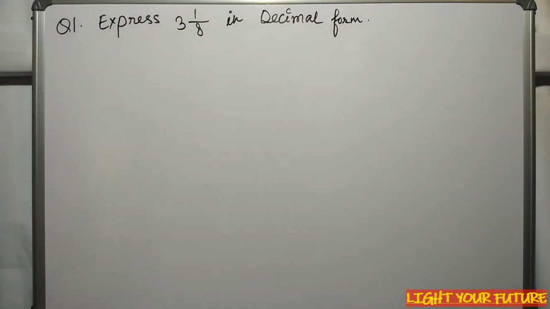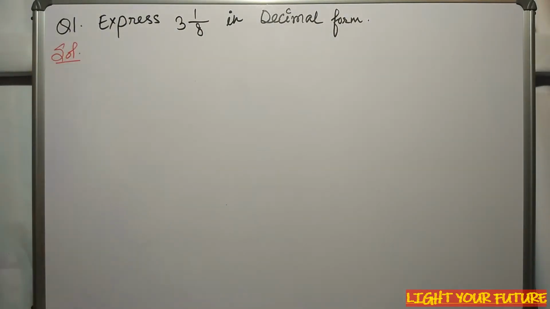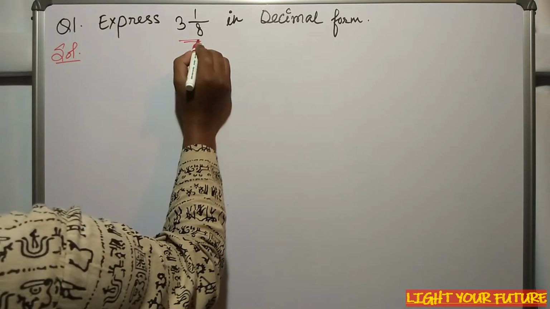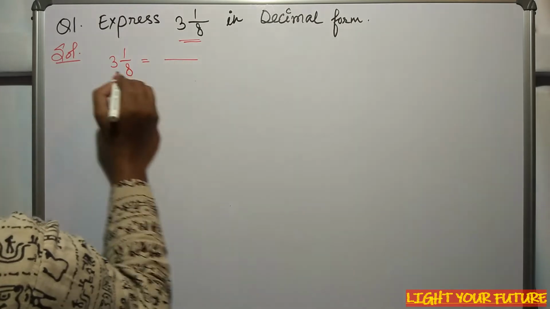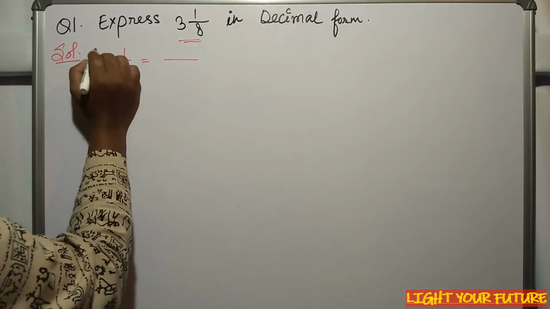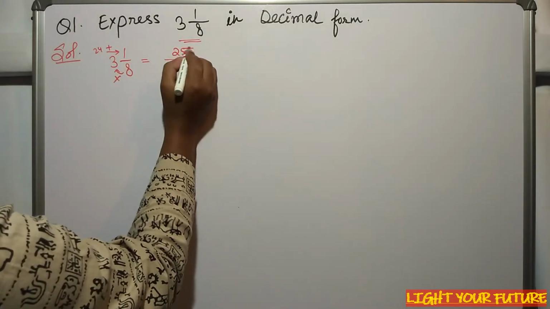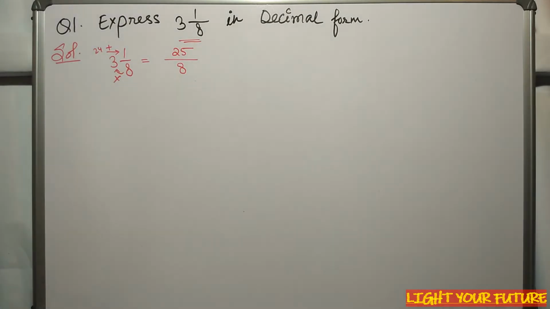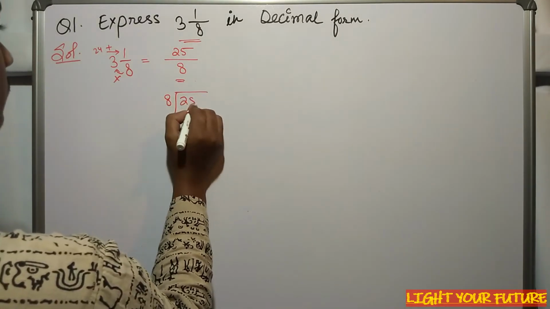Moving on to the sums, let's start our first sum for today. Our first question is: express 3 1/8 in decimal form. First, we need to convert the mixed fraction into an improper fraction. We will multiply 3 by 8 to get 24, and 24 plus 1 is 25. So the numerator is 25 and the denominator is 8. Now let's divide it, with 8 as the divisor and 25 as the dividend.